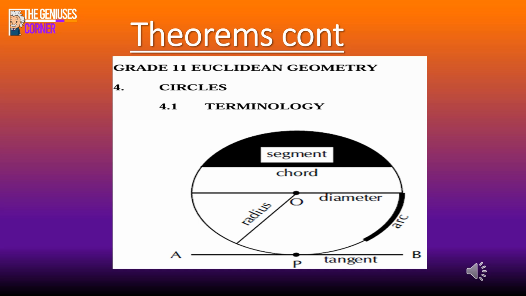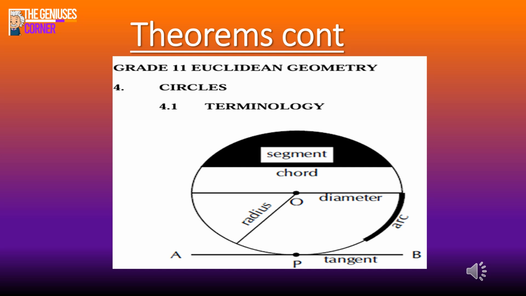This is just to remind you of the different terminologies that we use in circle geometry. There's what we refer to as a segment, which is just that shaded part there. And then there's what we refer to as a chord, which is that line that creates our segment. And then there's a diameter, which is a line that goes from one circumference to the other and passes through the center. And then there's a radius, which is the line that goes from the center of the circle to the circumference of the circle.